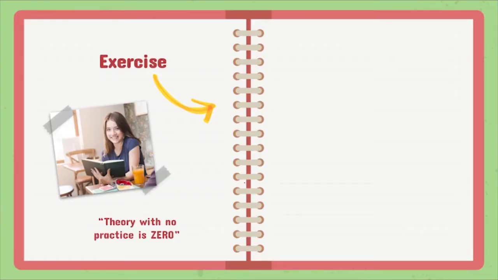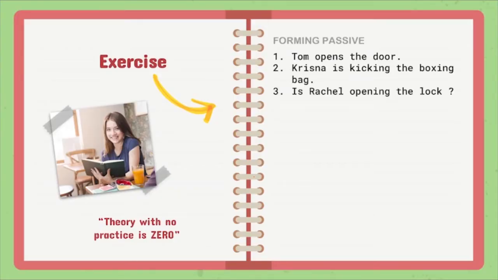Okay, let's go to the exercise. Forming passive. Number one, Tom opened the door. The door is the object. The door is opened by Tom, like that. Krishna is kicking the boxing bag. The boxing bag is being kicked by Krishna.